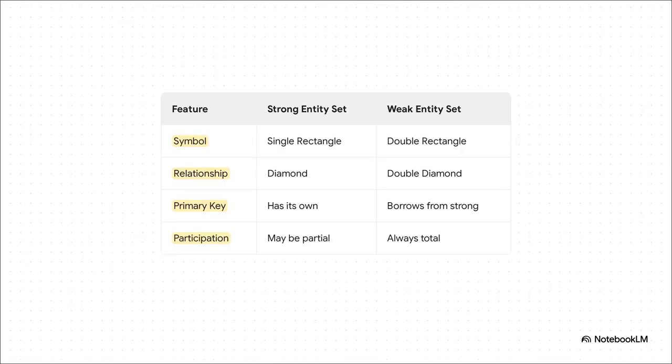And this table here really breaks down the key differences for us. Strong entities, they've got their own primary key, that unique identifier like a building address, and you'll see them drawn with a single rectangle. Weak entities, on the other hand, get a double rectangle. They borrow their identity from a strong one, and they're always in total participation, which just means every single apartment must belong to a building, no exceptions.